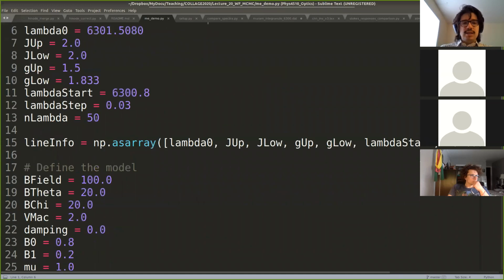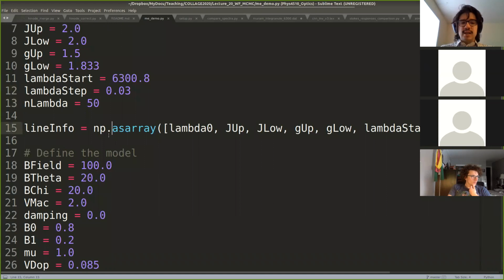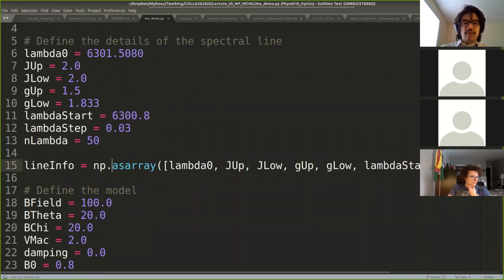It's very easy. You just specify your line wavelength, J upper, J lower, angular quantum numbers, G upper, G lower, which are Landé factors. What we worked with in the weak field approximation were not level Landé factors. These were equivalent Landé factors, which characterize the transition as such. Then you have to define your wavelength grid, which contains the starting wavelength, steps, and number of wavelengths, and then you put these things into this quantity called line info.